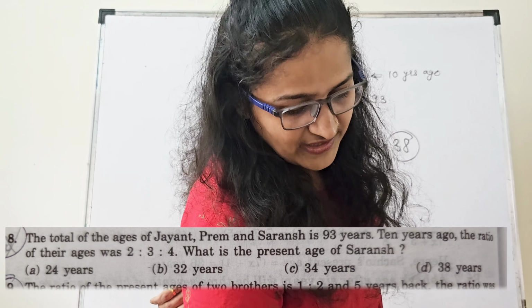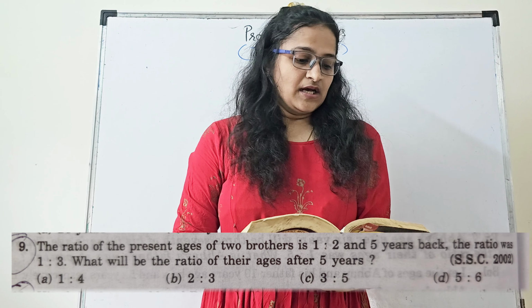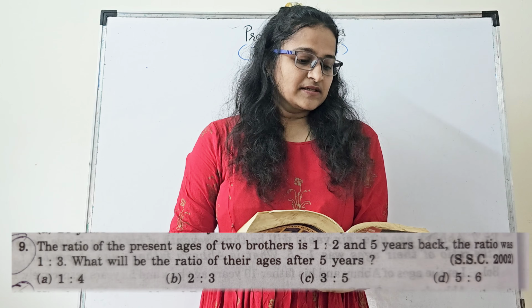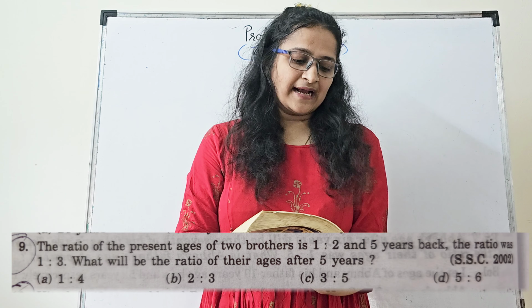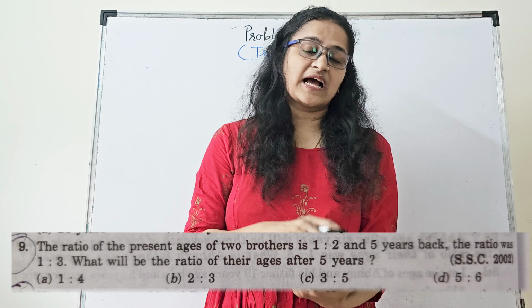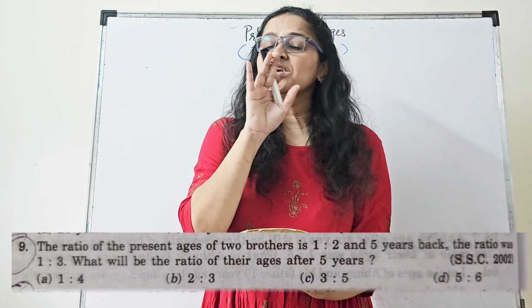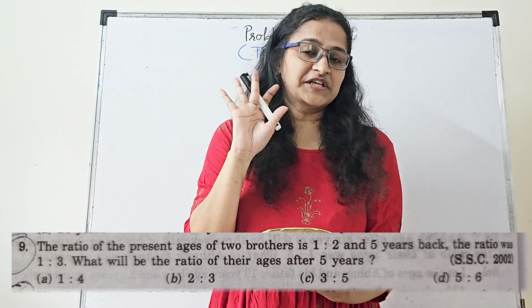Yeah, very easy. Now let's quickly move to the next example. Again very interesting. The ratio of present ages of two brothers is given to you. 5 years back their ratio is given to you, and what will be the ratio of their ages after 5 years? You getting? Now they are not asking you age or something, they are asking you the ratio only. The answer has to be in the ratio only.